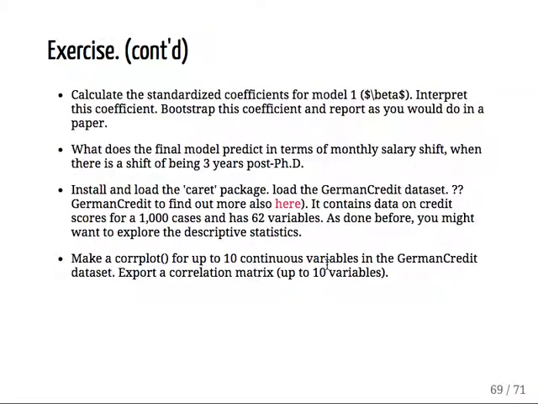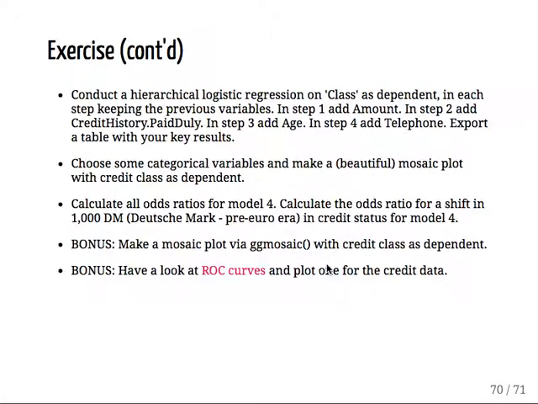Export a correlation matrix. Then you conduct a hierarchical logistic regression on class, and class will tell you whether they are good or bad people in terms of credit scores, whether they pay up or not. In step 1, add the amounts. In step 2, add credit history and pay duly. In step 3, add age. In step 4, add whether they have a telephone or not, and export that data as results.